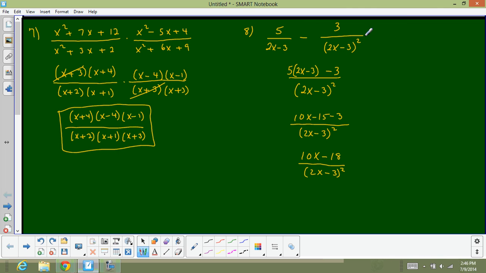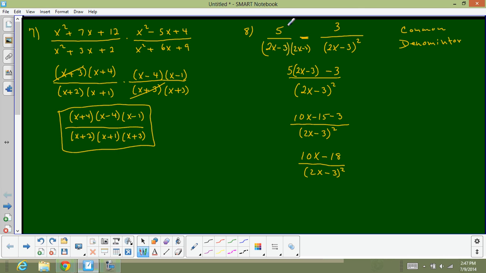Number 8, you got to see the structure. We're subtracting fractions, and as we've said before, add or subtract, you need a common denominator. And the common denominator in this case, pretty obvious. We have a quantity 2x minus 3, and we have a quantity 2x minus 3 squared. So as you compare those denominators to subtract, you sort of say, well, I'd like to multiply this by 2x minus 3. So it would be the same as the other denominator.